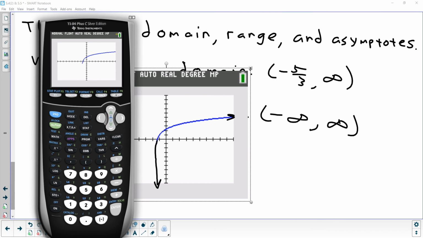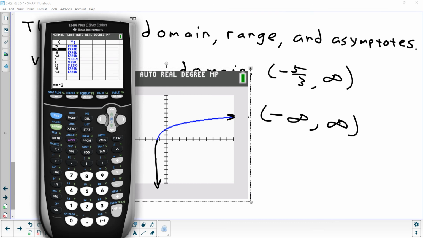All right, if you wanted to check something really close to it, if you type negative 5/3, you should get an error, which we do. Now type something a little bigger. Instead of negative 1.66, type negative 1.65, and you're down at negative 4. And if you go even closer, negative 1.6, just type that in. Now we're down at negative 9. Okay, so it is going down.